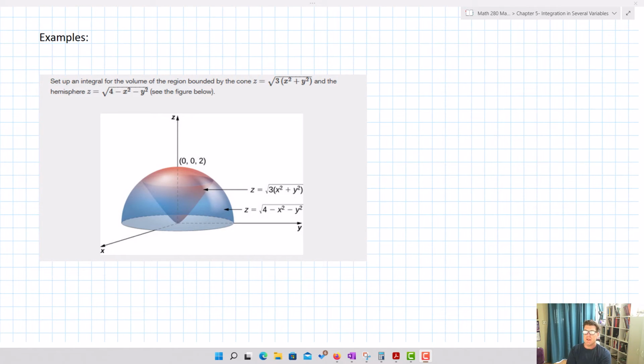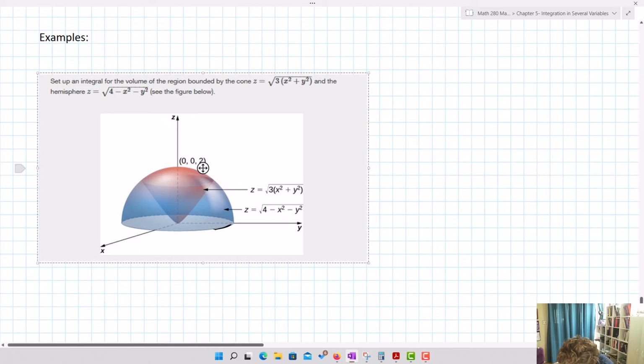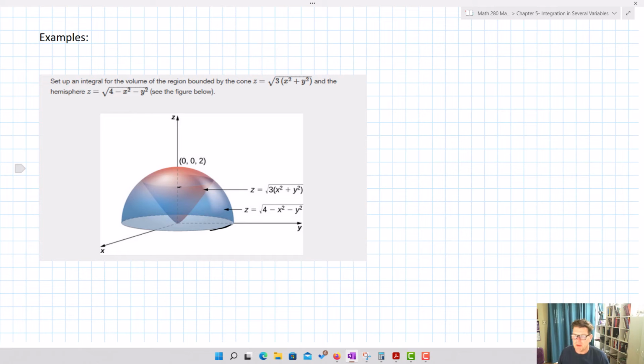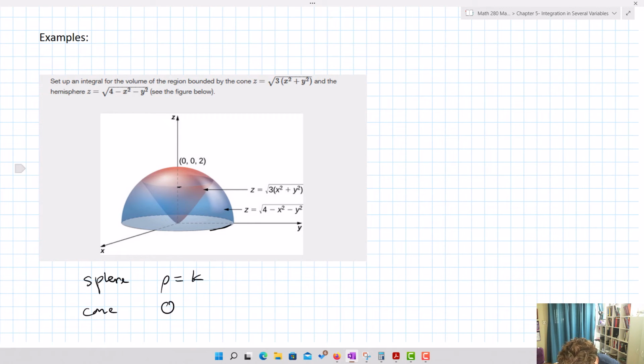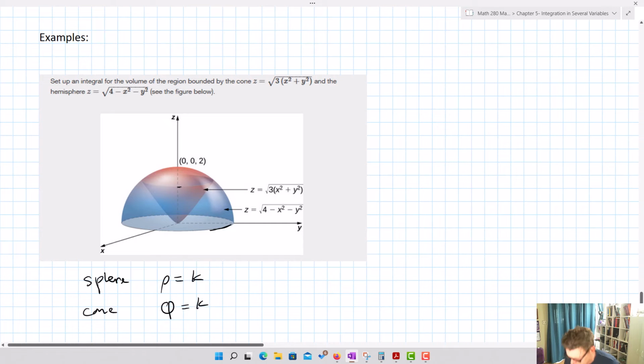All right, first things first, why spherical? Well, remember, take a look at this. This right here is a sphere, and that's a cone. And if you remember, spheres are really easily stated: a sphere in spherical is rho equals some constant, and a cone is phi equals some constant. So we've got rho equals some constant, we've got phi equals some constant, and that's really going to help us a lot in terms of setting up this integration.